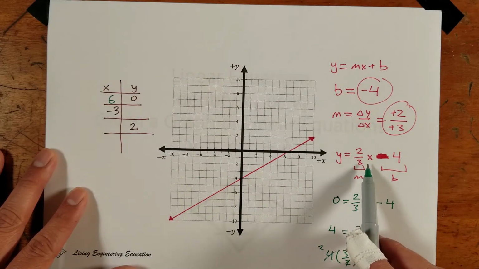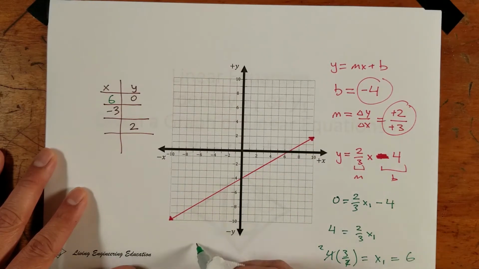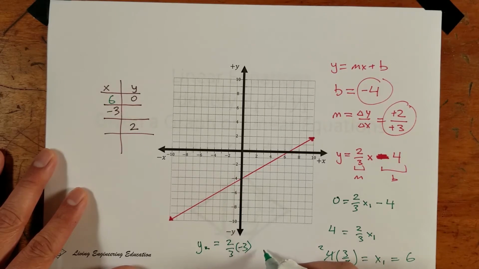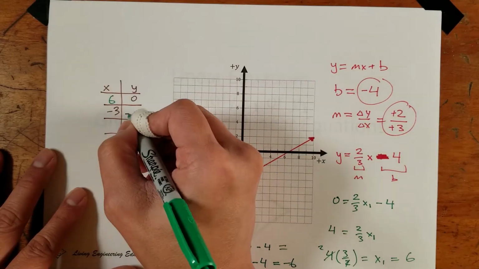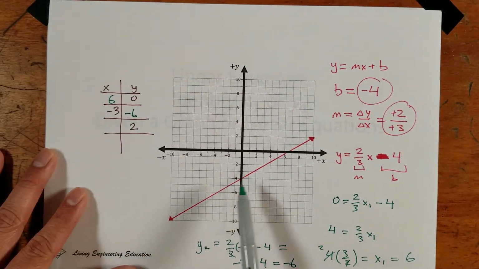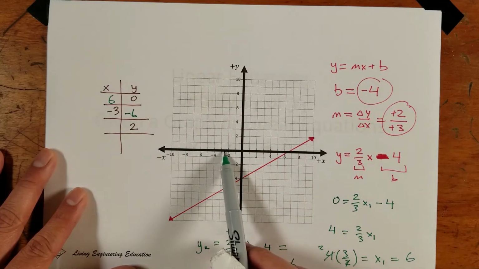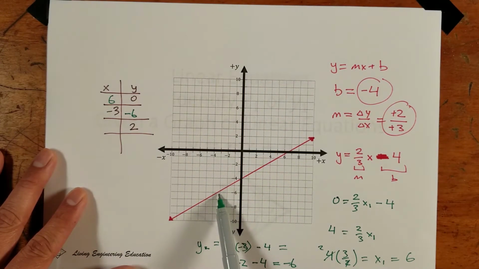So at x equals negative 3, plug in negative 3, we get y2 is equal to 2/3 times negative 3 minus 4. We get, let's see, negative 2 minus 4, that's negative 6. So let's check. At x equals negative 3, drop down, that's about negative 6. Doesn't perfectly line up, so you can see that I didn't draw this line perfectly straight.